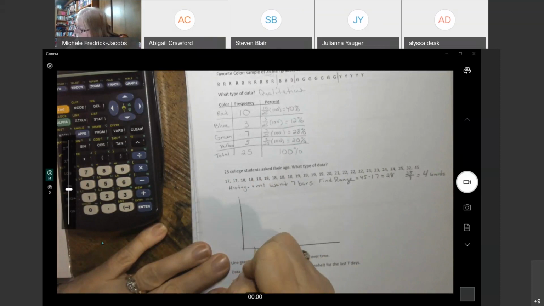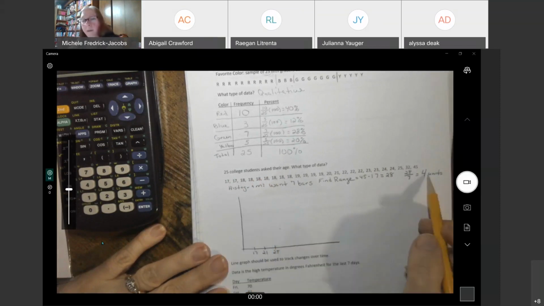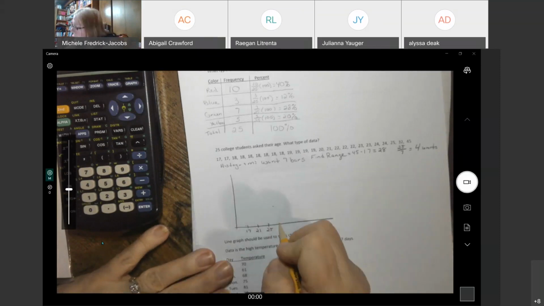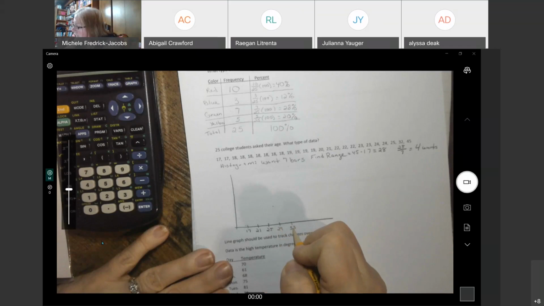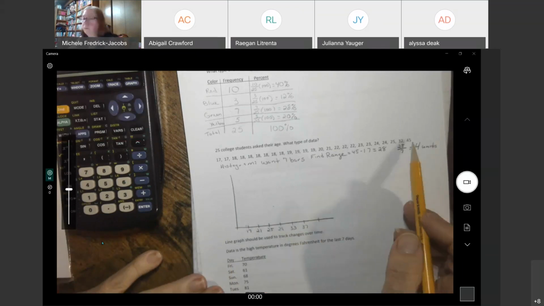We're starting with 17, 21, 25, and what I'm doing is I'm counting by 4. 25 and 4 would be 29, 33, 37, and I need to go until I'm past the 45.